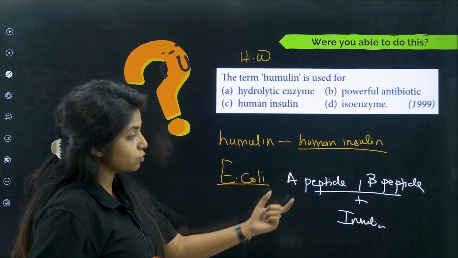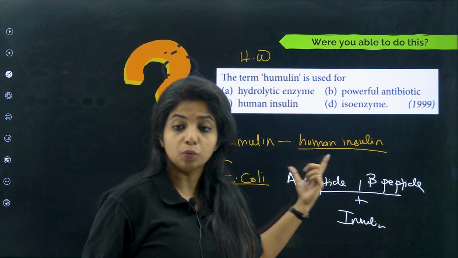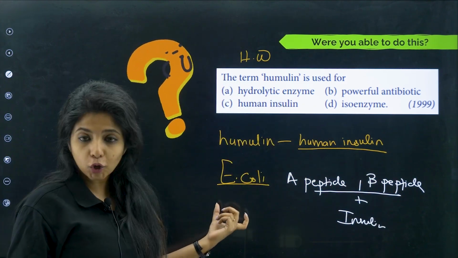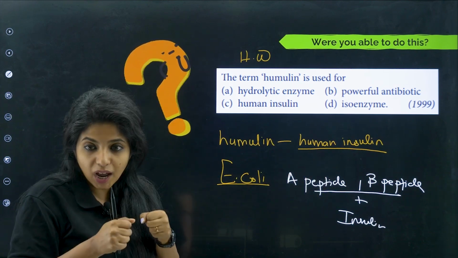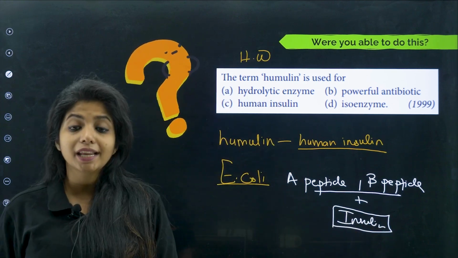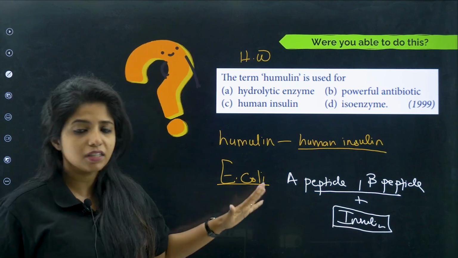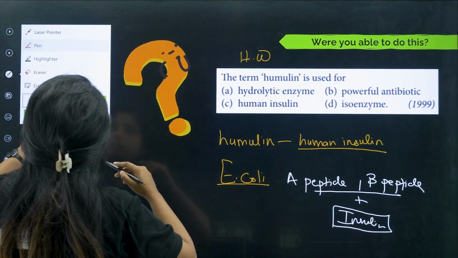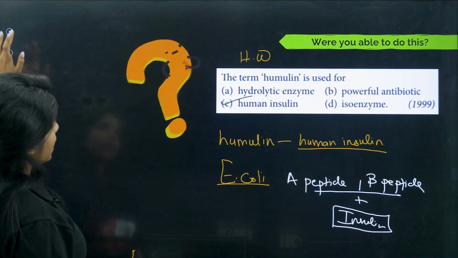So, basically a gene which was making this particular peptide and a gene which was making this particular peptide was being put inside E. coli's plasmid, and then E. coli was making this. Later A and B were taken out and then joined to form insulin. This is human insulin, and Eli Lilly was the company which actually did it. Now, we studied about it in the previous session. It's a very easy question. So, your answer becomes what, children? Human insulin.